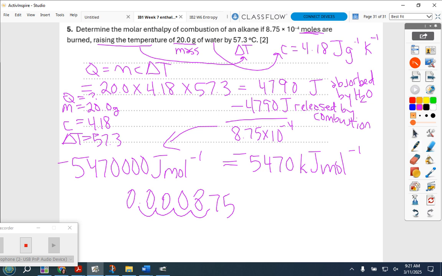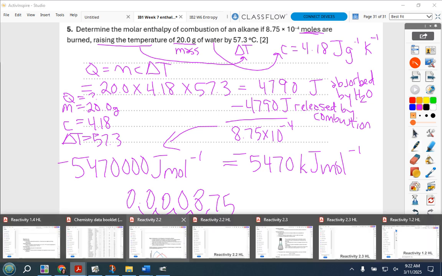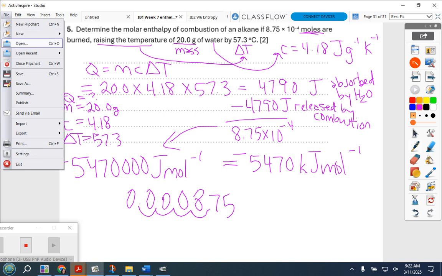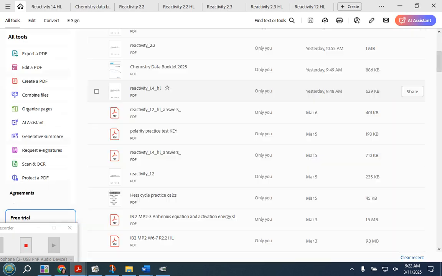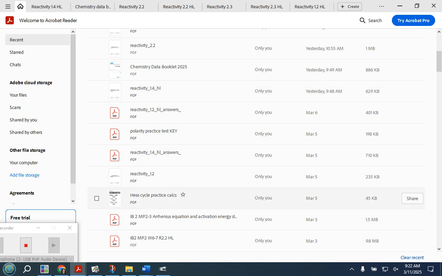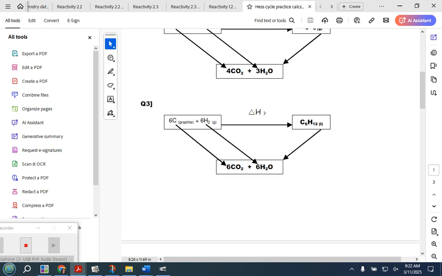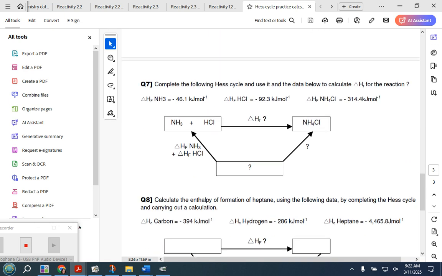Let me just pull that up real quick. I know I have it in another slideshow somewhere, but open recent files. Question 7. Okay.